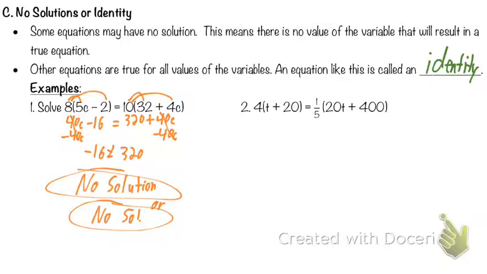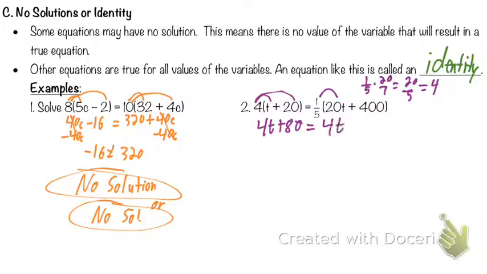Okay. Well, we'll distribute 4 times t. What is 4 times t? 4t. What is 4 times 20? 80. Okay, 4t plus 80 equals 1/5 times 20t. Well, you can think about this: 1/5 times 20 over 1. We're really going to be ending up doing 20 over 5. We're going to divide these by 5, basically, okay? So we end up getting 4. So we have 4t. And 1/5 of 400 is going to be 80.